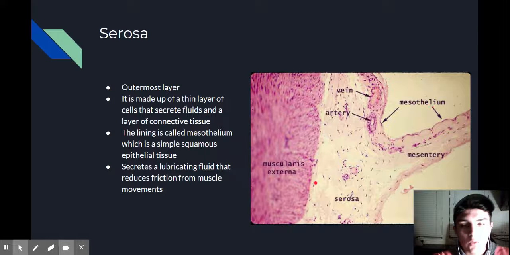And essentially, what the serosa is responsible for is it secretes a lubricating fluid that reduces the friction from muscle movements. And that's the histology of the small intestines.